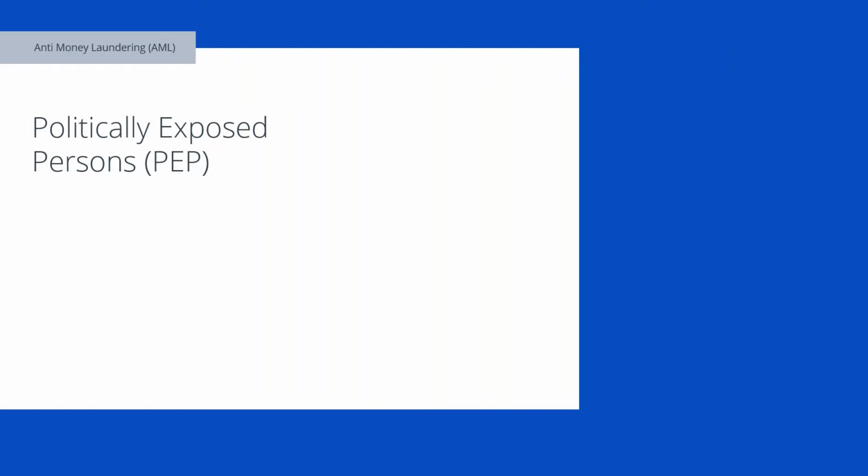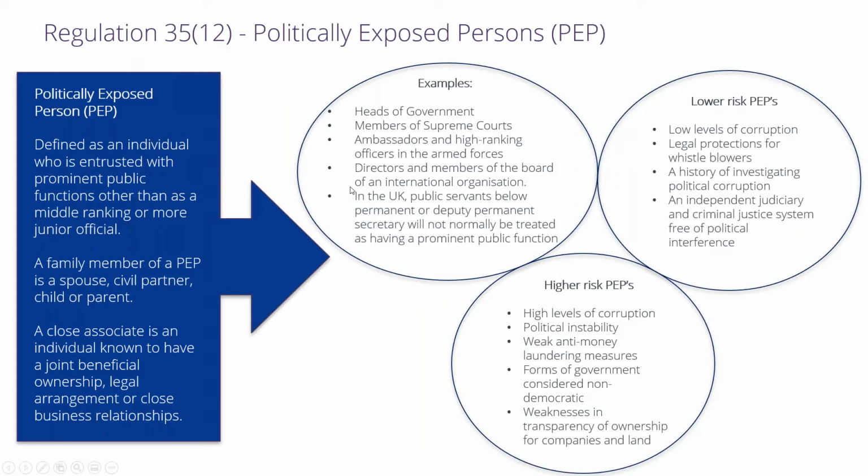Thank you, Glenys. As Glenys has just mentioned, enhanced customer due diligence must be undertaken on politically exposed persons, commonly referred to as PEPs. A PEP is defined as a person who is entrusted with prominent public functions. An immediate family member of a PEP would include a spouse, civil partner, child, or parent. A close associate would include persons who have a joint legal ownership, legal arrangement, or close business relationship with the PEP. In the UK, public servants below permanent or deputy permanent secretary will not normally be treated as having a prominent public function.